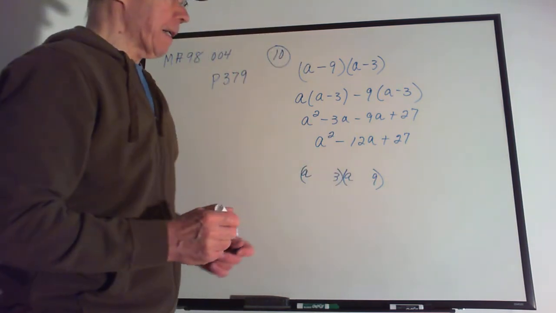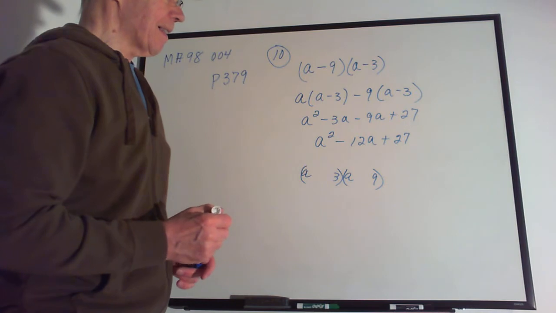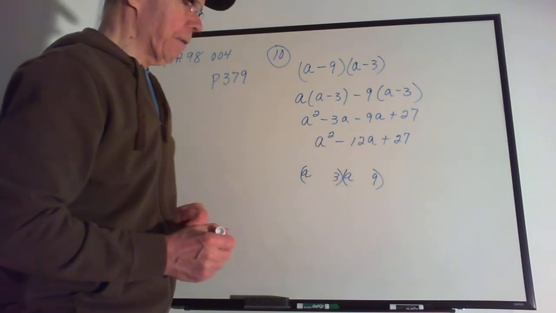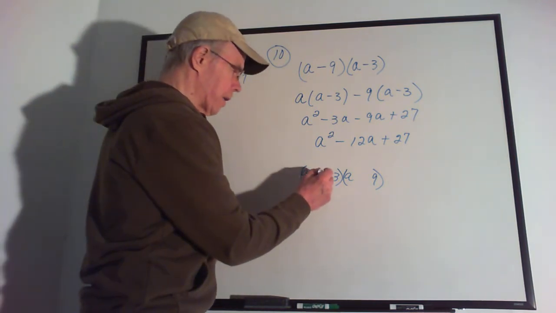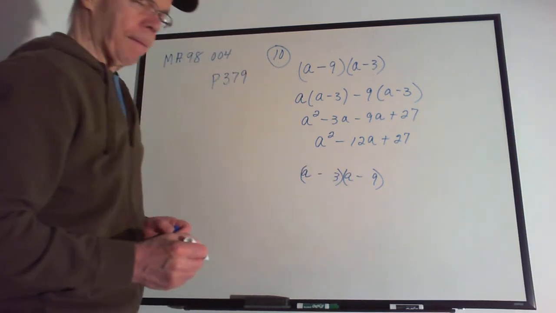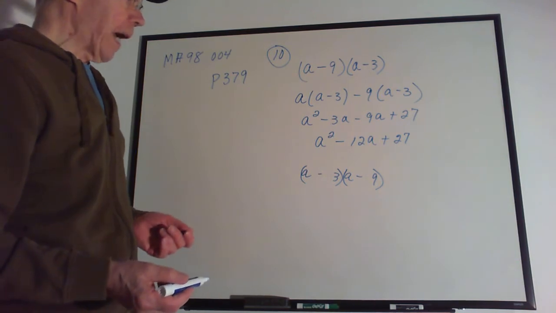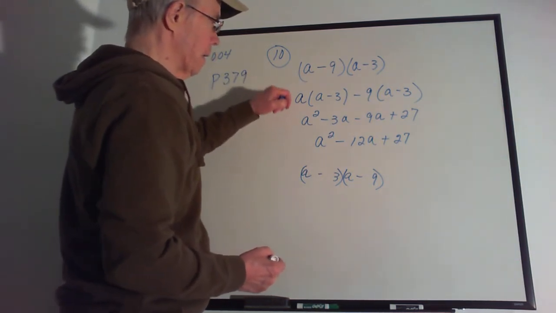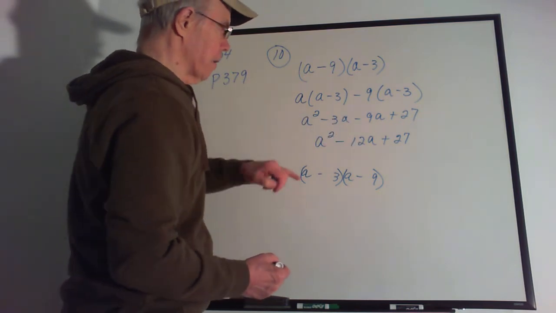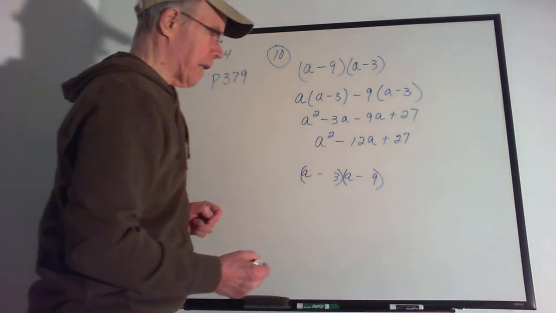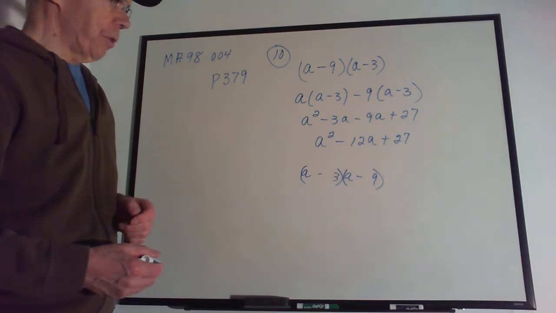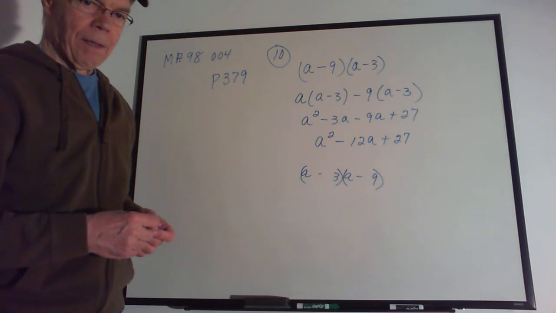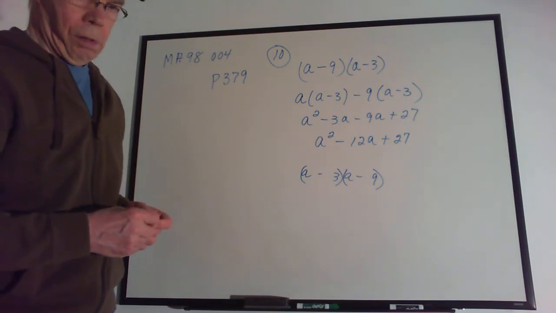Well, 3 and 9 will give me 27. This is positive, but this is negative. That tells me that both of these are going to be negative. And the way you check it is you multiply it back out. And if you do that, you'll end up with this here, then you're going to end up with that as an answer. How do you do it? They'll tell you all different kinds of ways, but basically you're guessing at it. And it's easy to guess wrong.